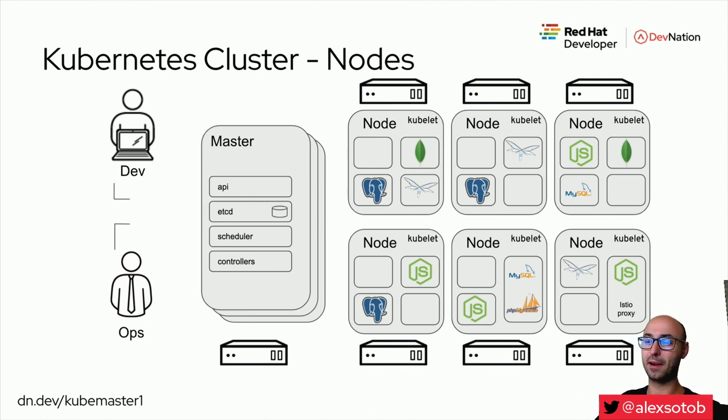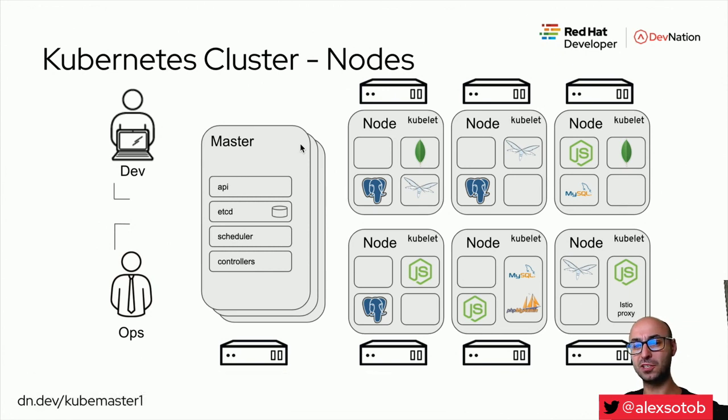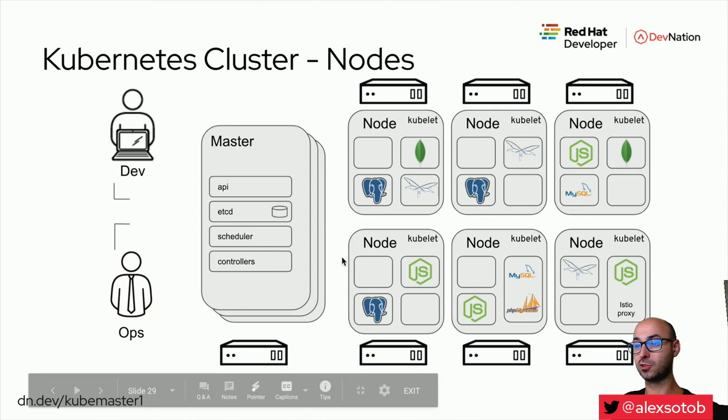Okay, then this is the architecture of Kubernetes. Basically, we've got devs and ops that interact with the master node. This master node contains an API, etcd, a scheduler and controllers. And then we've got the worker nodes. These worker nodes are where you deploy all these pods. Notice that, for example, here I've deployed 2 MongoDB pods and, for example, 3 PostgreSQL pods.